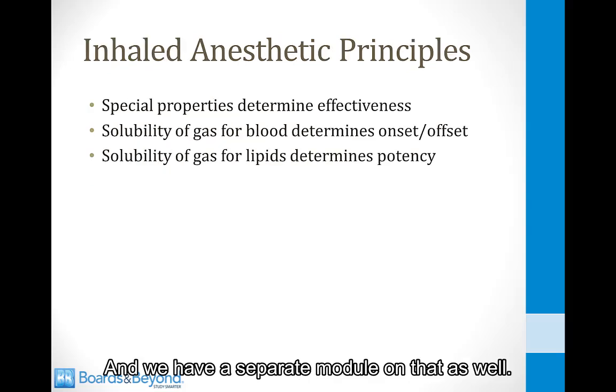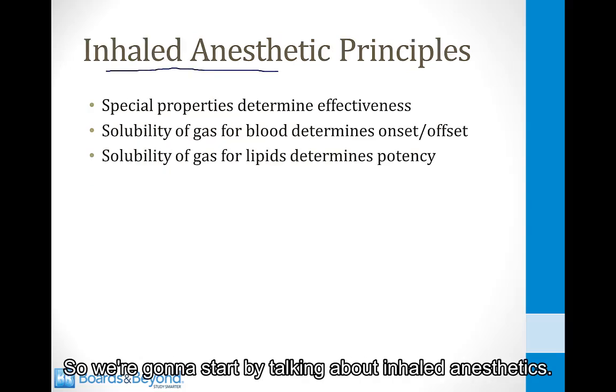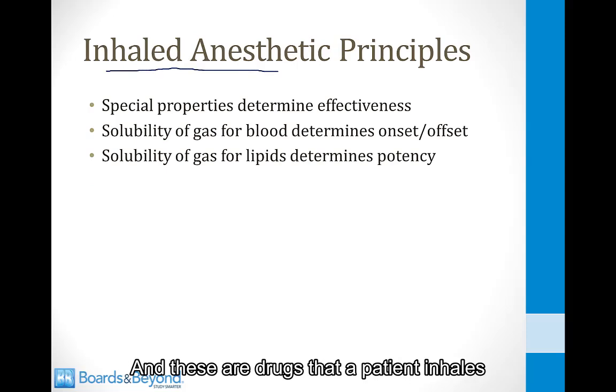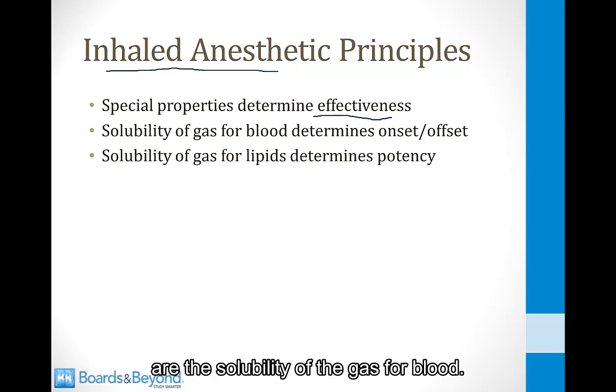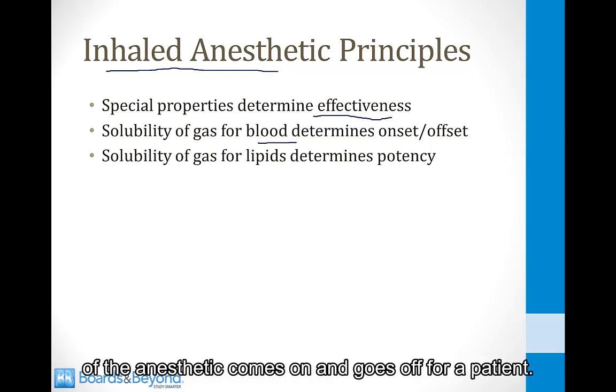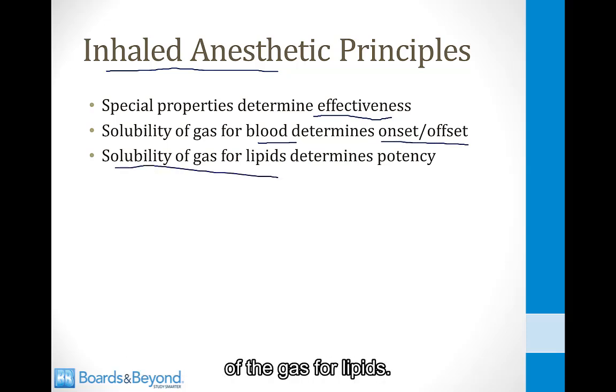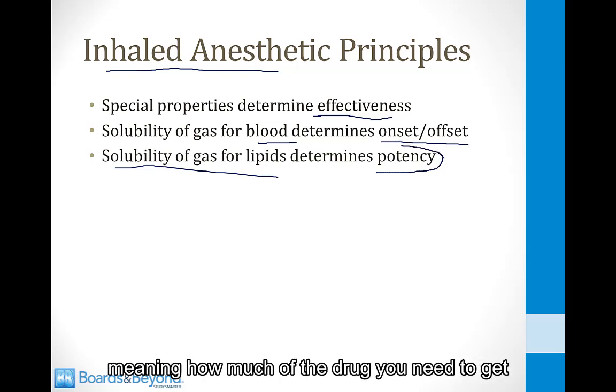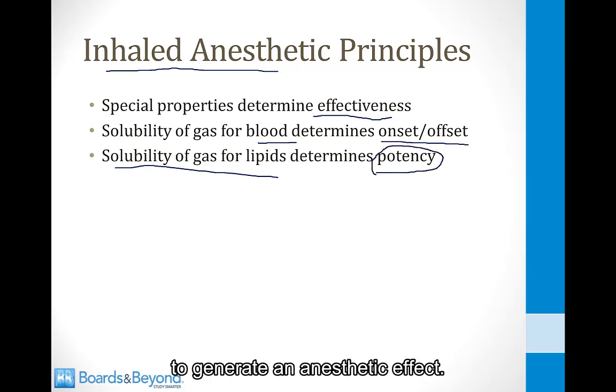So we're going to start by talking about inhaled anesthetics, and these are drugs that a patient inhales, and they have some special properties we talk about with respect to these gases that determine their effectiveness. We don't talk about these things for IV drugs or local anesthetics or paralytics. The special properties that determine how effective a gaseous anesthetic is are the solubility of the gas for blood. This is what determines how quickly the activity of the anesthetic comes on and goes off for a patient. And then we're going to talk about the solubility of the gas for lipids, and this is what determines how potent it is, meaning how much of the drug you need to generate an anesthetic effect.